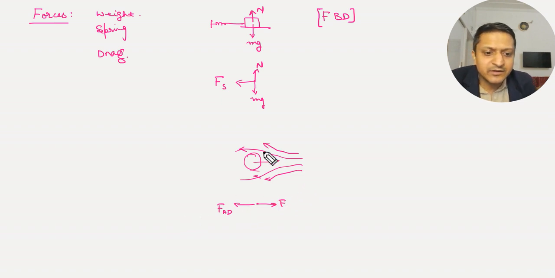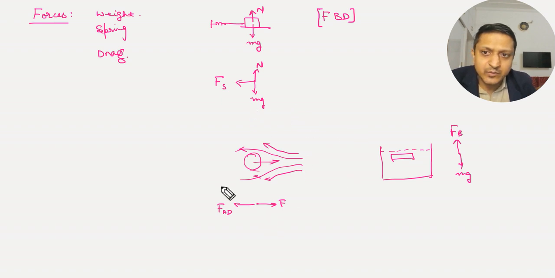Then there is a buoyant force. Whenever there is some object over here, suppose this object is in water, this object will have mg downwards and a buoyant force upwards.